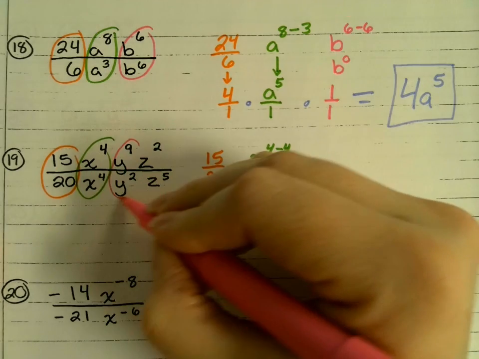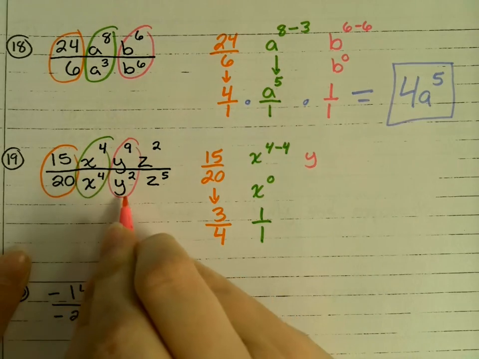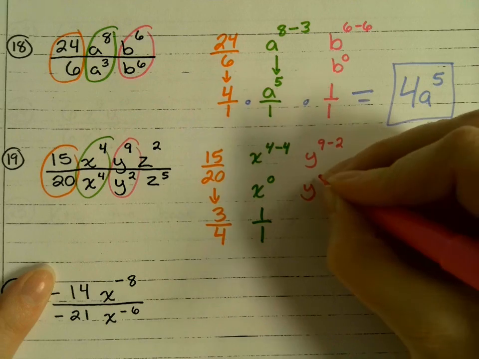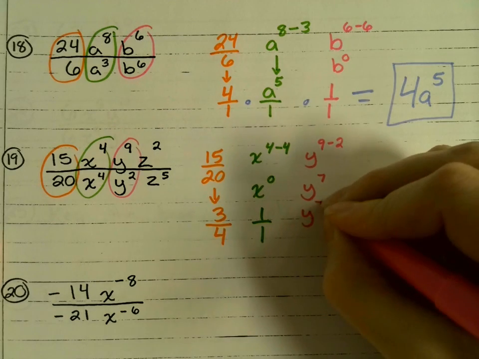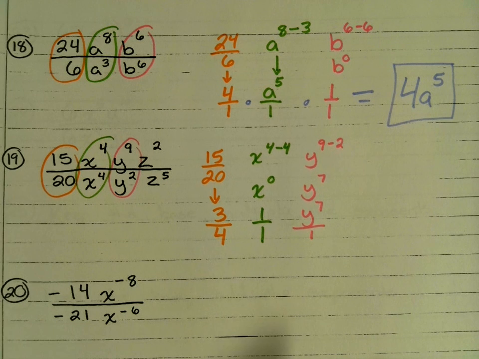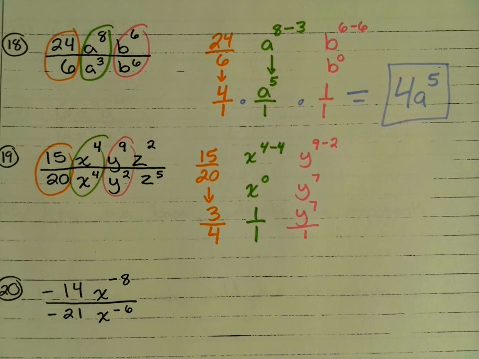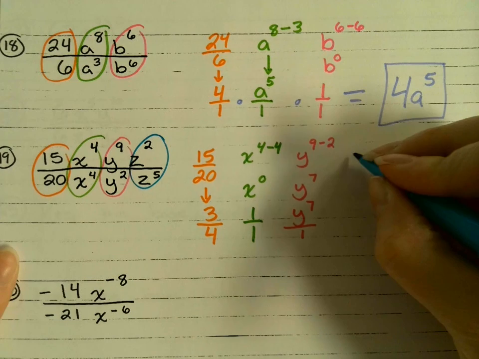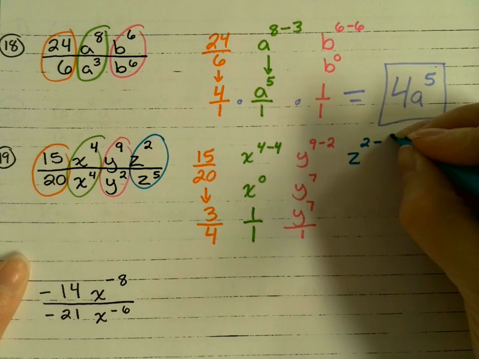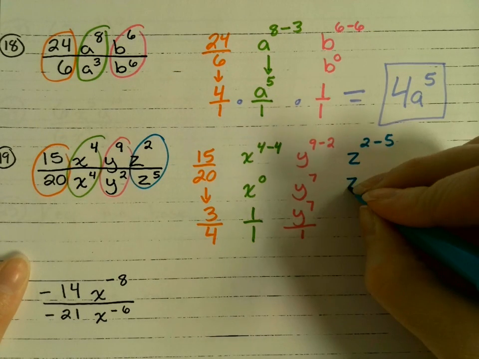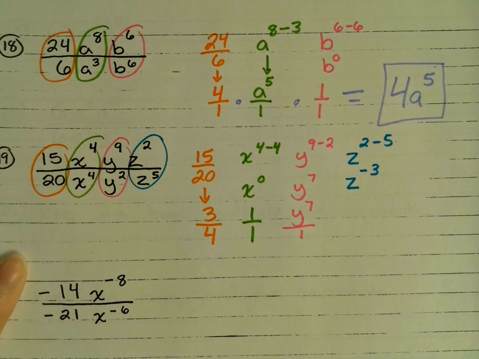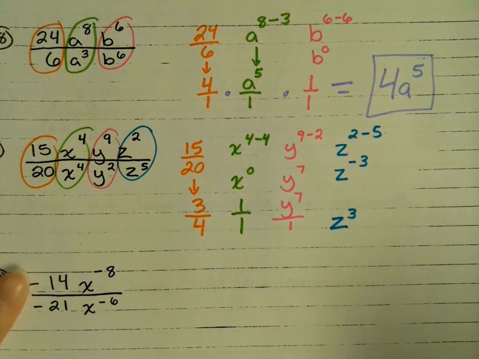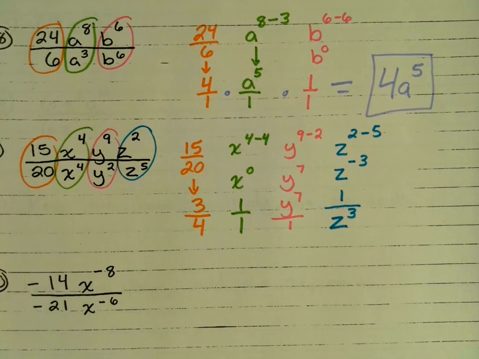Then we've got the y's. Y to the 9th over y to the 2nd means we're going to take 9 and subtract 2. That's going to give us y to the 7th power. So we can write it as y to the 7th over 1. Because it is a positive exponent, it stays on the top. Then we've got the z's. So we have z to the 2nd minus the 5th. 2 minus 5 comes out to a negative 3, and we don't like negative exponents, therefore it becomes a positive exponent by removing the negative and putting it on the bottom. 1 is going to go on top.